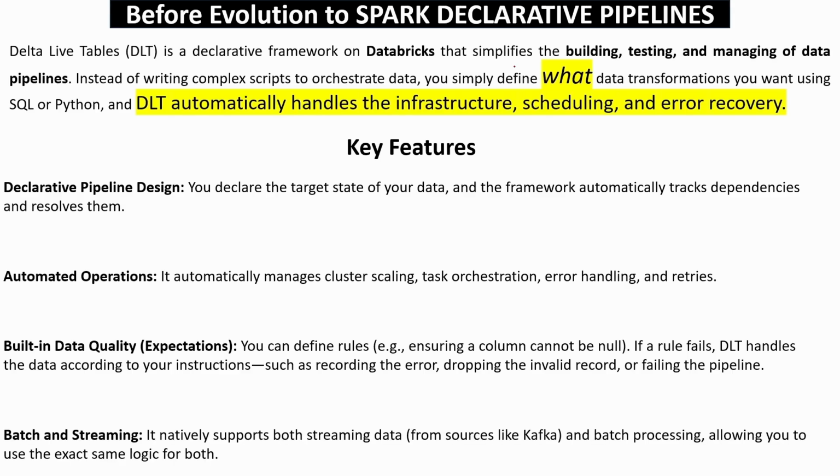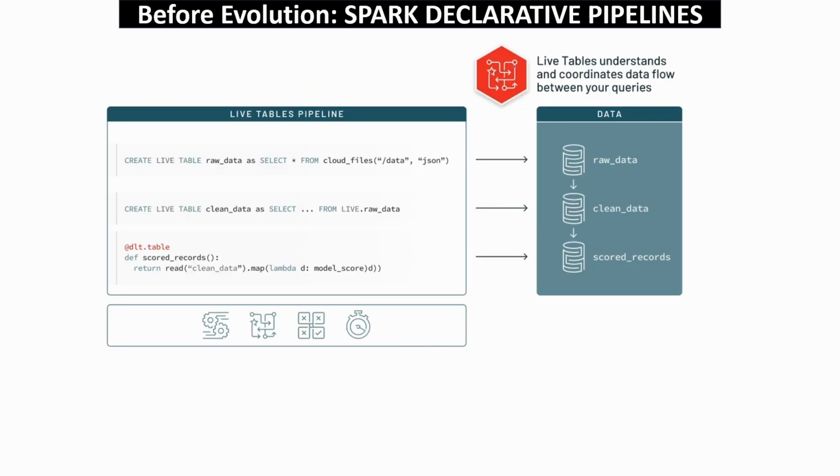The fourth one is batch and streaming. Obviously, it natively supports streaming data and batch processing. By streaming data, I mean obviously micro batches, right? And it allows you to use the exact same logic for both batch as well as streaming processing of data. So when you have to create the Delta Live tables, all you need to do is mention create live table, and then mention all your SQL if you are working with SQL. And if you are working with Python, you need to import the DLT library, and then you can just use it and get your work done.